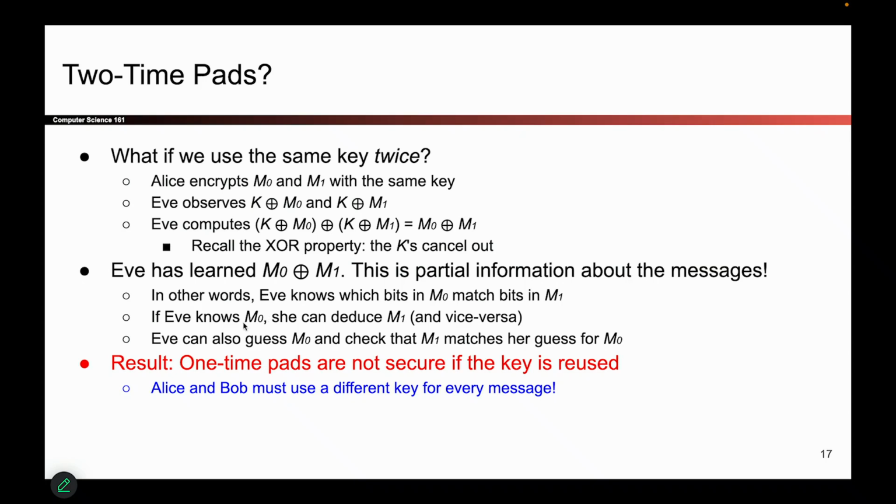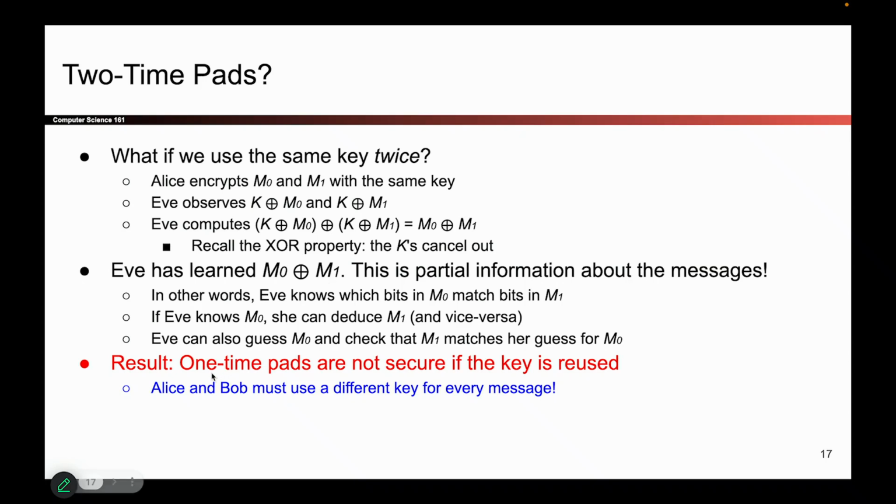Something else she could do is maybe she knows M0 for some reason. Maybe it got leaked, or she has some clue about what M0 is. If she knows M0, she could just take this message, XOR it with M0, the M0s cancel, and now she knows M1. So with this partial information, if Eve knows one value, she guesses the other one. That's also really bad. So all of this is to say, leaking any sort of information, even something like this, is dangerous, and we don't want to do it.